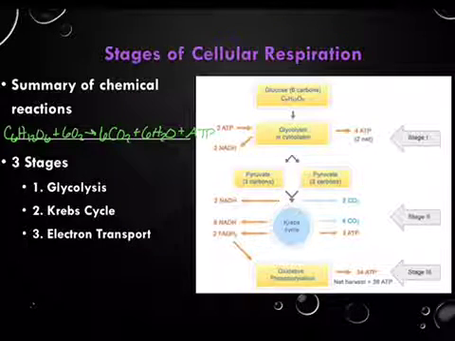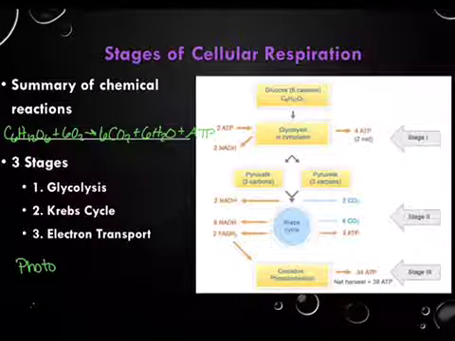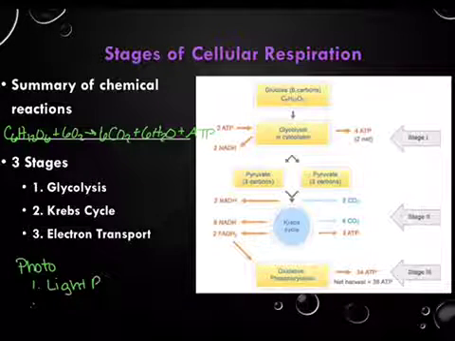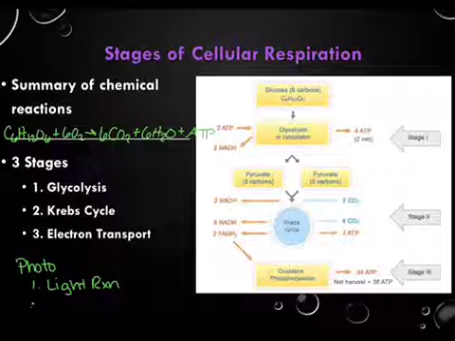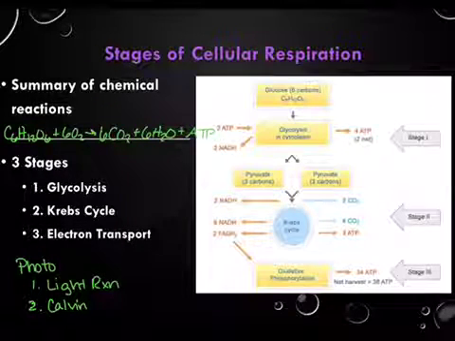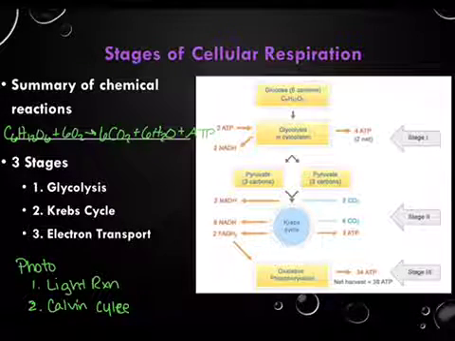the form of ATP. And there are 3 stages of cellular respiration: glycolysis, the Krebs cycle, and the electron transport chain. So this is a little different because photosynthesis had 2 stages: the light reactions, RXN is an abbreviation for reaction, and the Calvin cycle. So with cellular respiration, there's one more step.